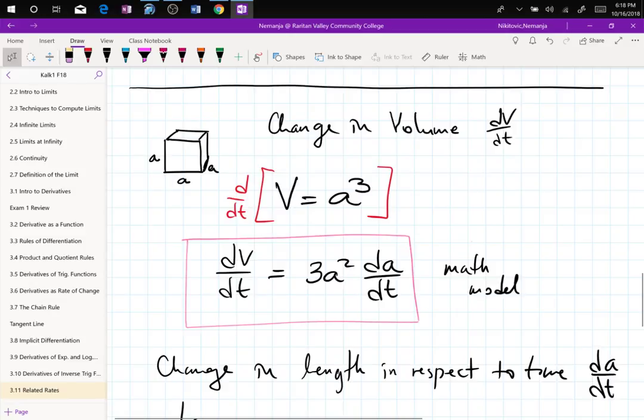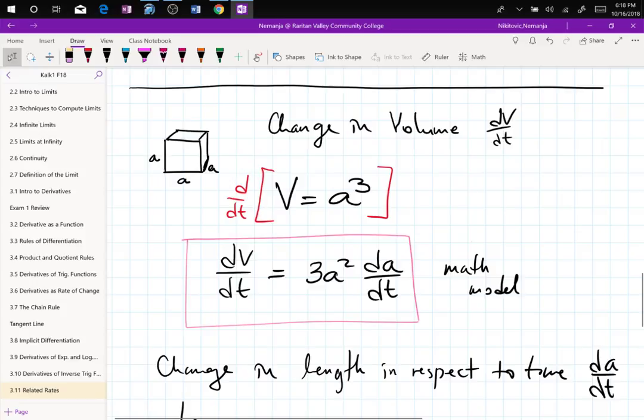Hello and welcome back to Calculus 1. We are continuing our related rates section. So this is the revenge of related rates, right? Yes. Or part 2. The return of related rates.